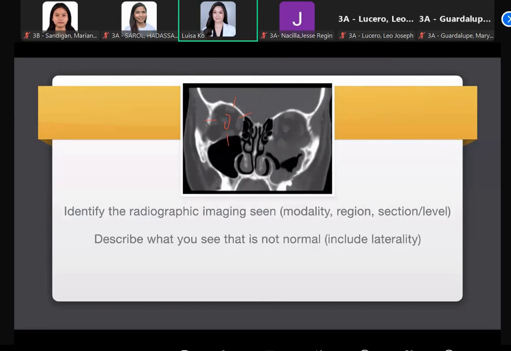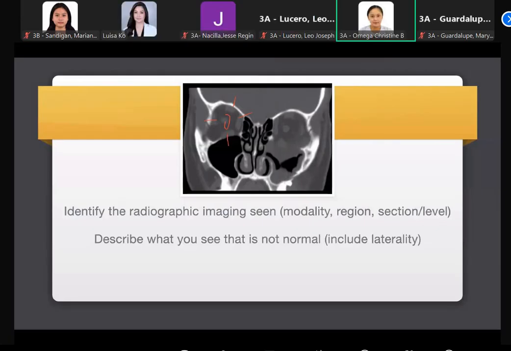What do we think? Opacification of the maxillary sinuses. Okay, there's loss of the aeration, no? So it should be completely black because it's a sinus, so it's air filled. Good. Anything else? And also deviation of the nasal septum.